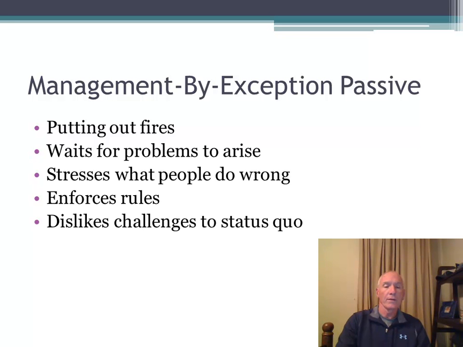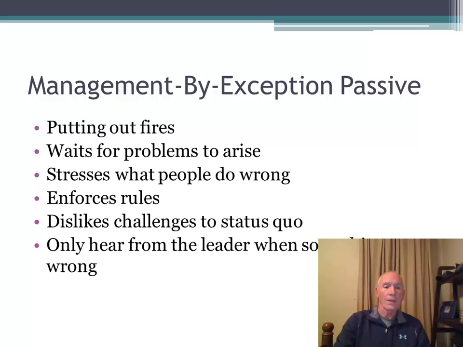Again, the leader typically dislikes challenges to the status quo. And again, we only hear from this type of leader when something goes wrong, and then only when it goes wrong enough that the leader believes that he or she must take some action in order to prevent harm to the leader.